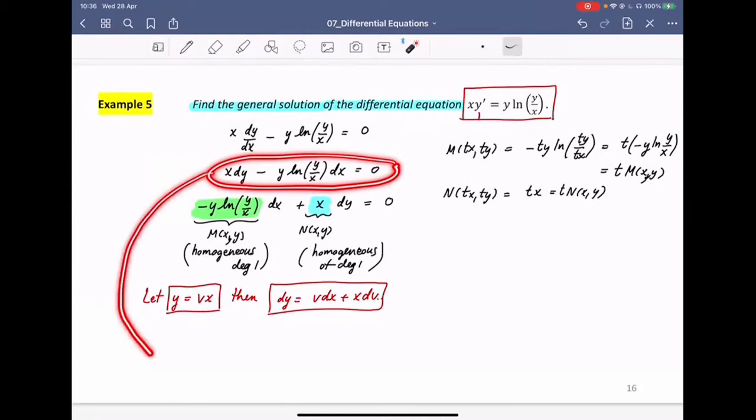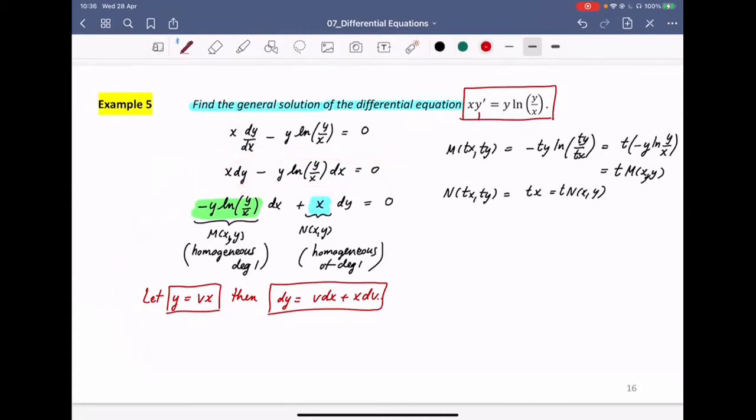And then I'm just going to replace it now. From the equation that I circled here, I'm going to replace dy by v dx plus x dv, and I'm going to replace y by vx.